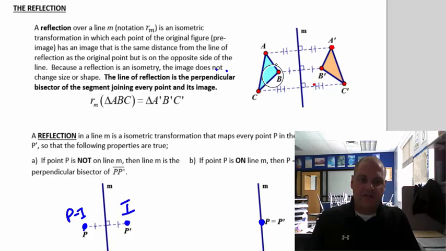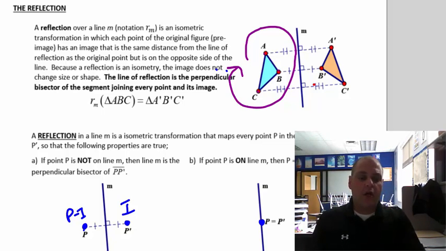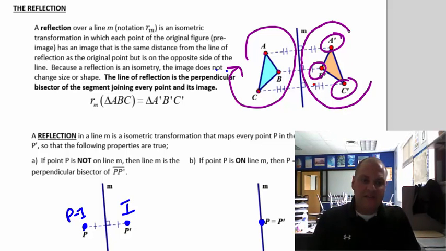So, see these triangles and the way they're labeled. Look at the pre-image. It goes A, B, C in a clockwise rotation. It goes A, then B, then C. But look at the image. It goes A prime, B prime, C prime. It goes the other way. It goes in a different direction the way you label it.